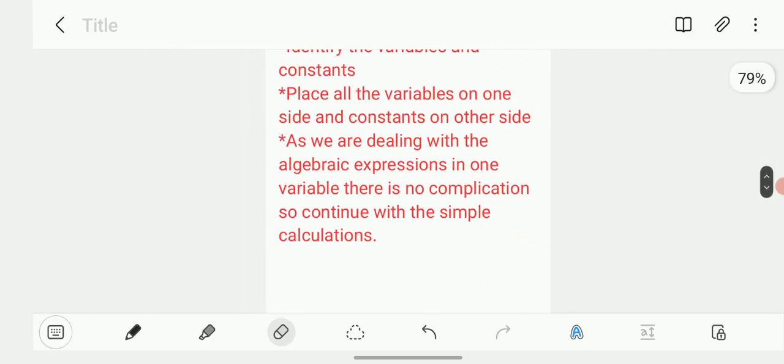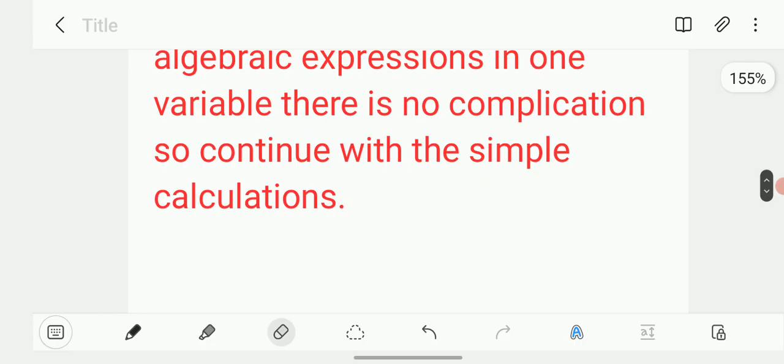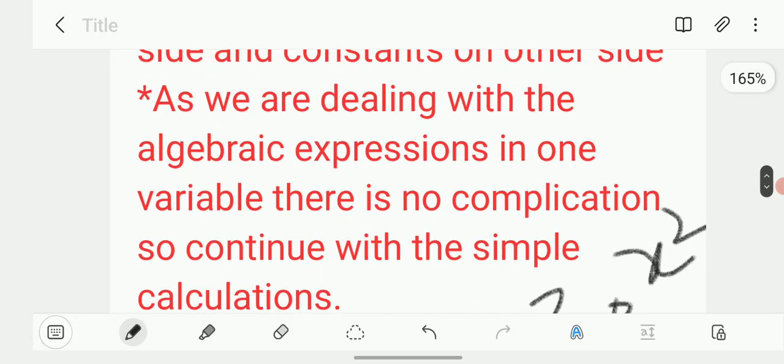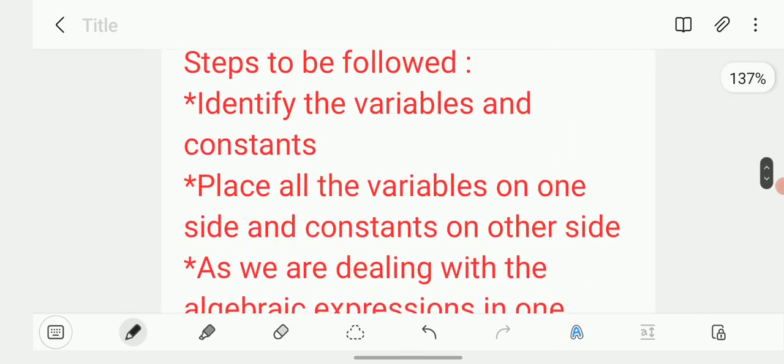I will explain this again. Examples for variables are x, 2x, 3p, x square. These are also variables. As I said, variables are nothing but the alphabets. It doesn't mean that it should contain only alphabets. It may contain a number also. If it is made up of only numbers, then it is a constant. If you identify the constants and variables, then it is very easy to solve.